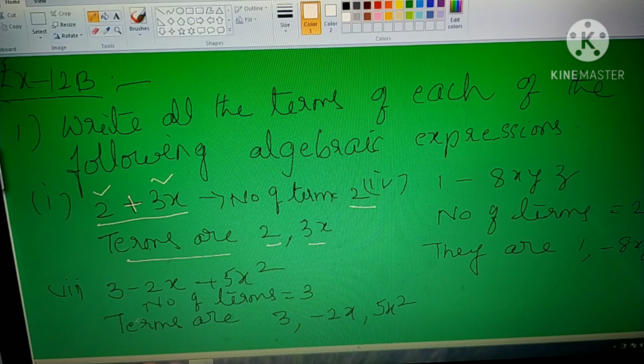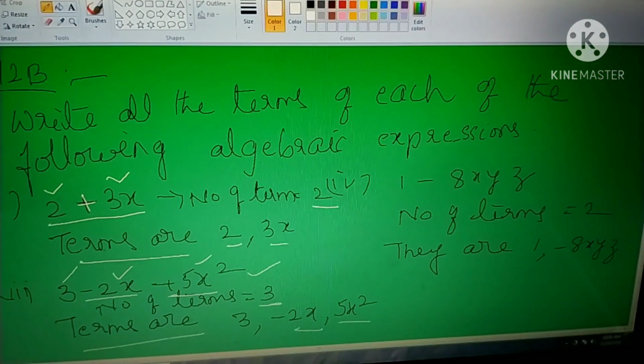So see the next problem. 3 minus 2x plus 5x square. In this algebraic expression, this is divided with mathematical operations, a minus and a plus, right? So this expression is divided into 3 terms: 1 term, 2 terms, 3 terms. So how many terms here? 3 terms. What are they? Write down all the terms individually. Write down 3. Along with the sign we have to write minus 2x and after that plus 5x square. Plus no need to mention, but minus you should mention.